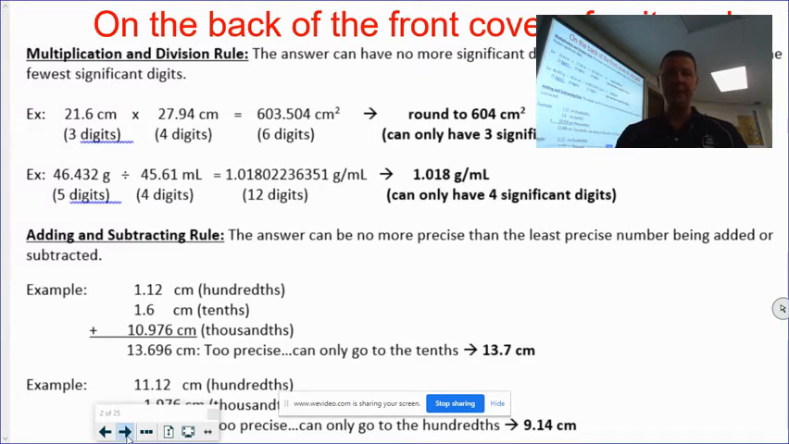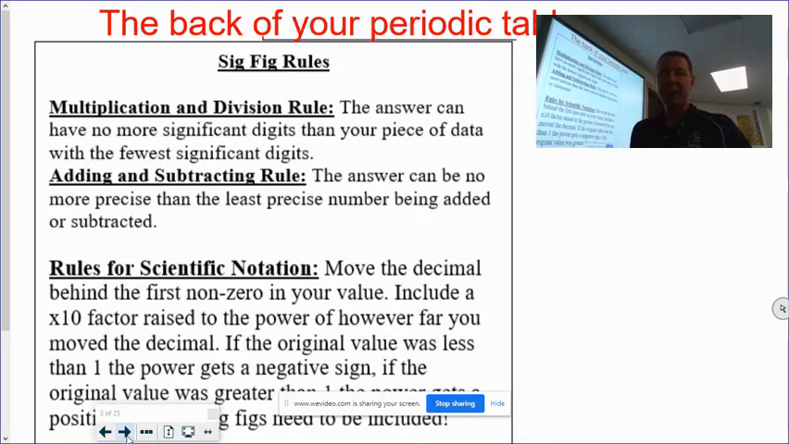This is also on the back of your periodic table. So we do want you to use your periodic table on all quizzes and tests. So we don't hide the rule from you. You just need to know where the rule is so you can use it. Also, we have the rules for scientific notation if that comes to play for you as well.